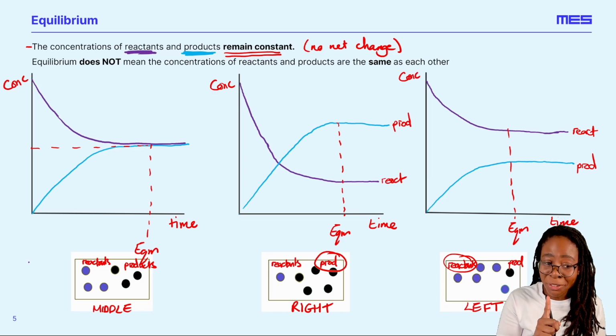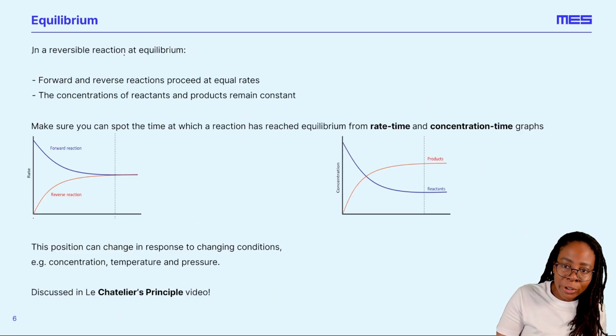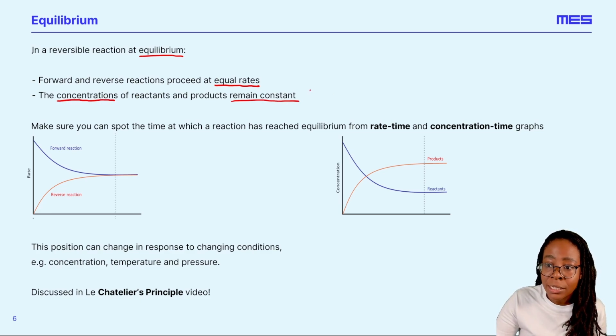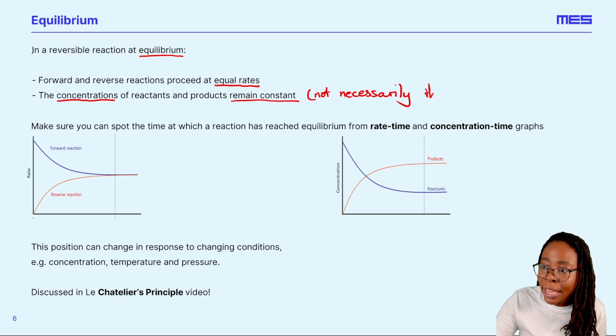Okay, let's summarize, because we've done quite a lot here. In a reversible reaction at equilibrium, two conditions. Number one, the forward and reverse reactions proceed at equal rates, and the concentrations of reactants and products remain constant. But that doesn't mean that the concentrations are the same as each other. It just means that they are not changing.